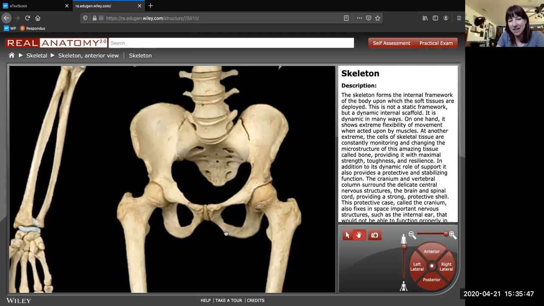This is what you actually sit on, right? Your ischium is your sit bones. This is what you actually sit on when you're sitting down. Yeah, so good question.